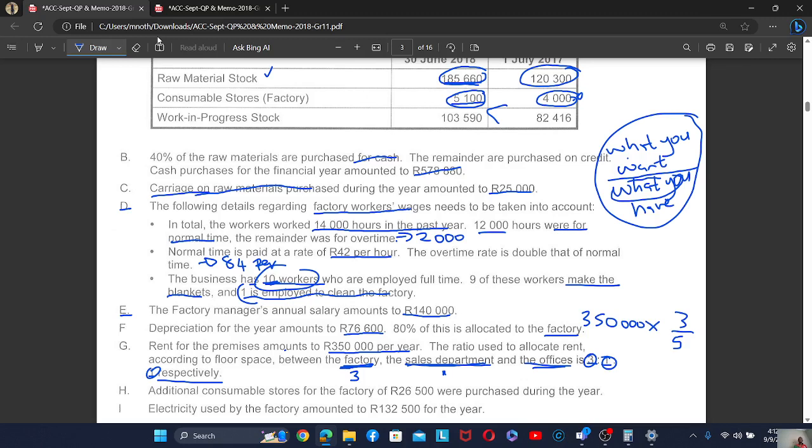multiplied by. So you can see from here that we are still using this formula. It is saying that above you put what you want, below you put what you have. You can see? Oh, yes. Because this 350 is for all these factory, sales department, and the offices, and they are giving you 5. So below you put what you have. And then what we want is the rent for the factory, which is 3.